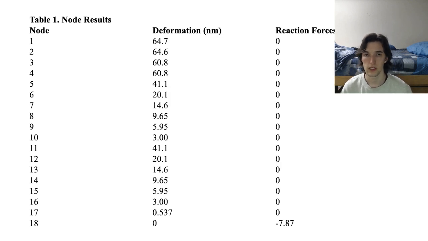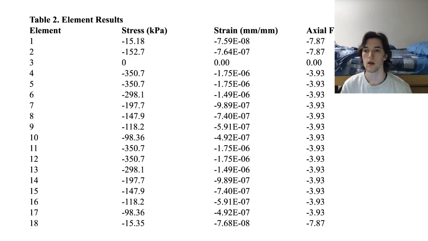In Table 1, we see the results on each of the nodes. We have the deformation here in nanometers and the reaction forces in newtons. The deformation is, again, highest at node 1, and it goes to 0 at 18, where it is pinned. For Table 2, we have the element results. Again, we find that stress and strain are highest at 4, 5, 11, and 12, and axial force is highest at 1, 2, and 18.